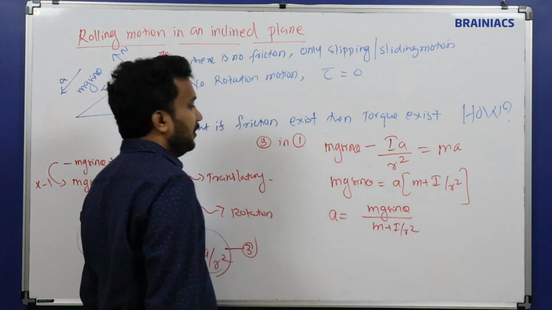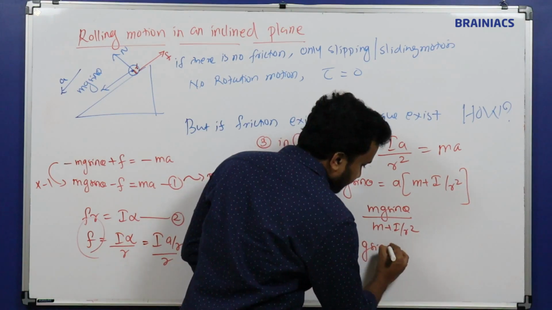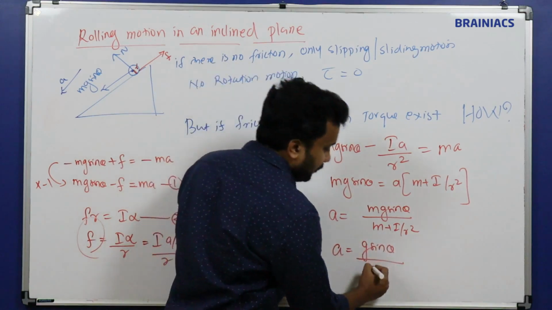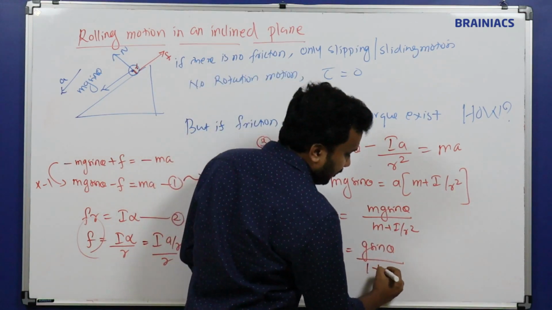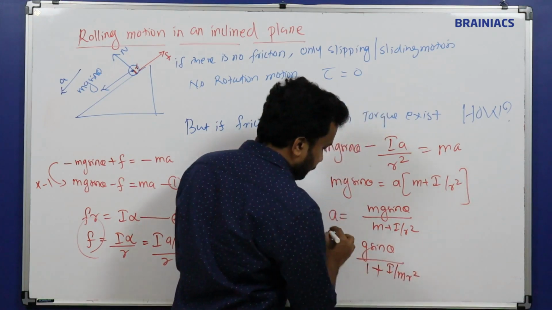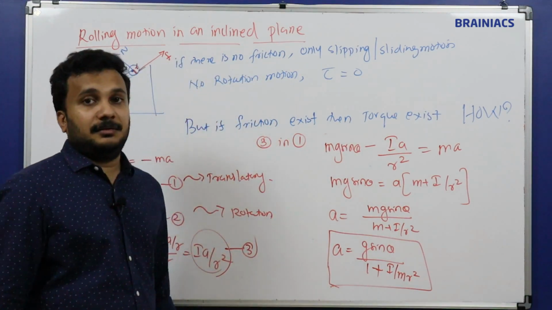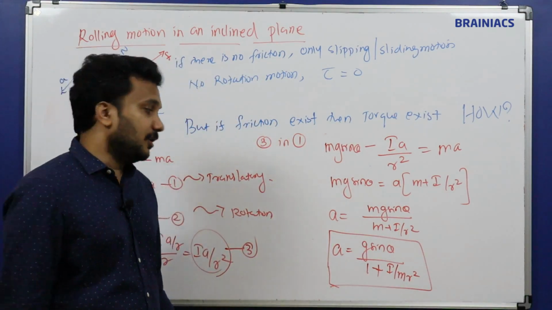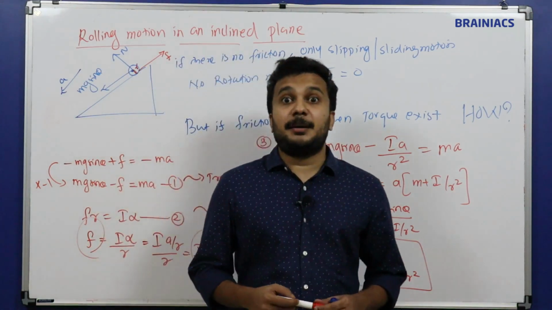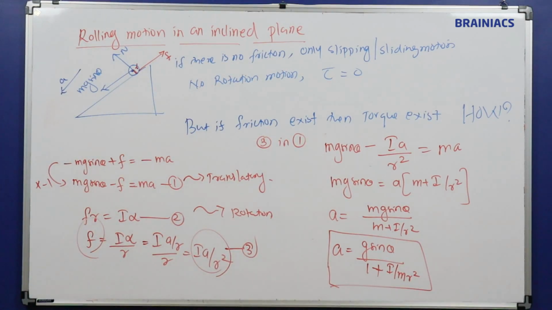Dividing m in the numerator and the denominator, what should I get? a is equal to g sin theta divided by, m is lost here, 1 plus I by mR square in the denominator. So this is a very important acceleration of a on an inclined plane for a rolling motion. a is equal to g sin theta divided by 1 plus I by mR square. It's very, very important.